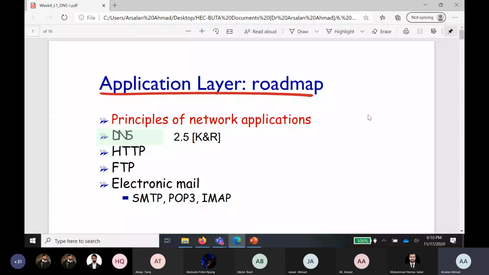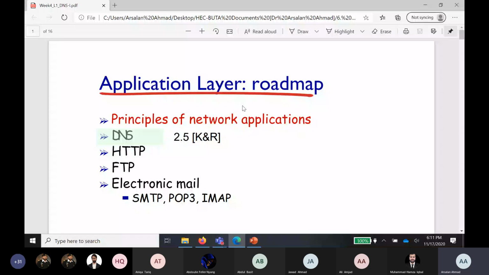We started chapter 2 of the book by Kurose and Ross, Computer Networking: A Top-Down Approach. We discussed the principles of network applications, and then we said that a course on computer networking is a course on networking protocols. So we keep discussing networking protocols throughout the course, and right now in the context of this application layer, we decided to discuss not all of the protocols because it will take a lot of time. We decided that we will discuss DNS and HTTP.